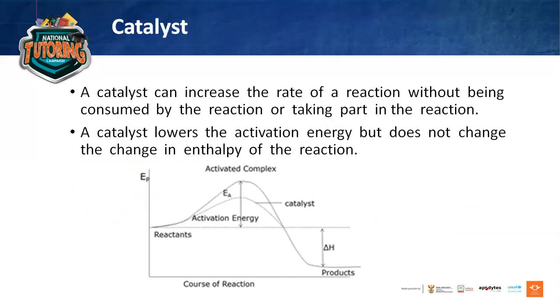Now, we are going to move to the catalyst. What is a catalyst, guys? I know that you might have heard that a catalyst is something that makes something go faster or at a higher rate. So in chemistry, a catalyst can increase the rate of reaction without being consumed by the reaction or taking part in the reaction. A catalyst lowers the activation energy, but does not change the change in enthalpy of the reaction.